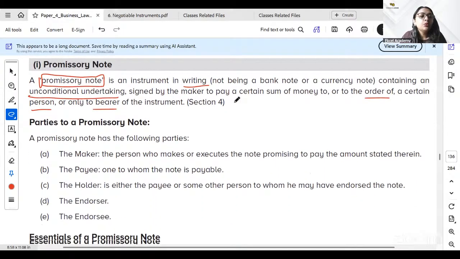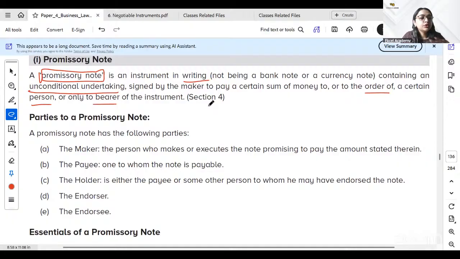All right. So who were the parties to the promissory note? So we started off with maker is the person who makes or executes the note, and he is the one who is promising to pay the amount that is stated. All right. The payee, the one to whom the note is payable to. Holder is either the payee or some other person. So let's say, for example, if A promises to pay B a certain sum of money, say rupees 5,000, B becomes the payee as well as the holder.